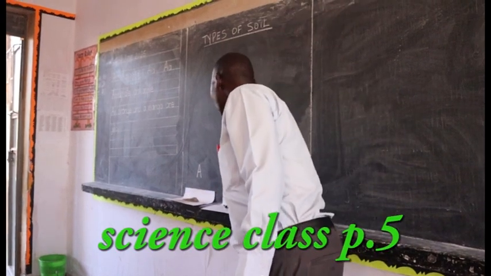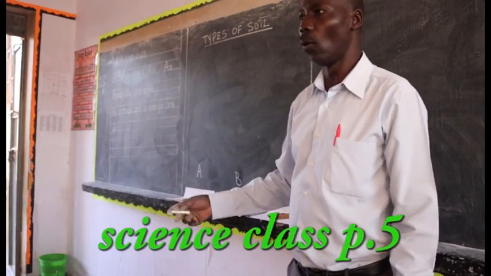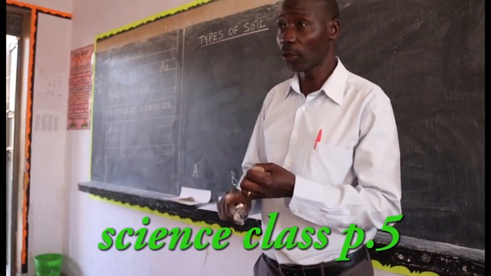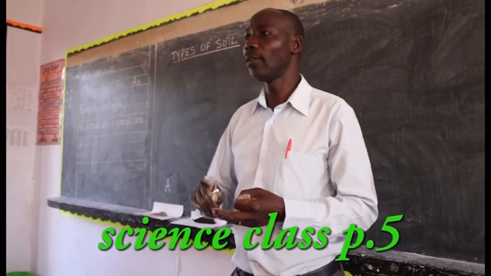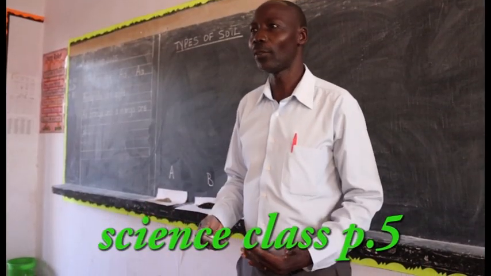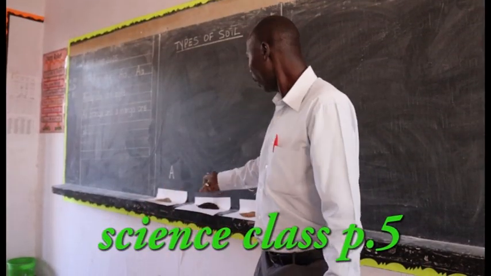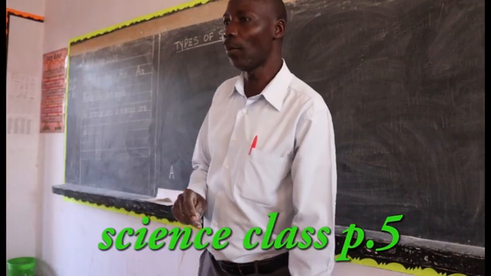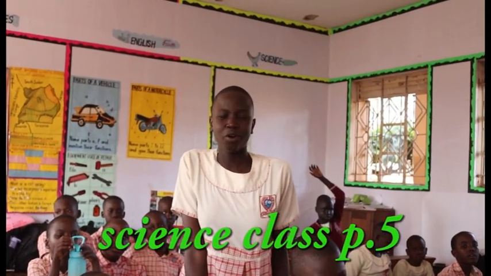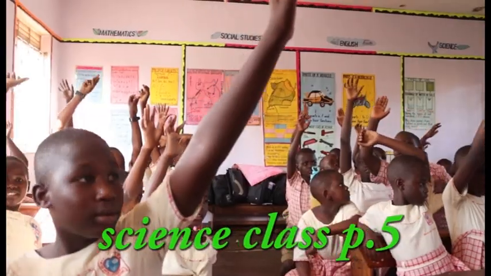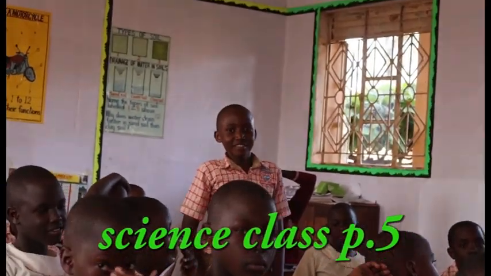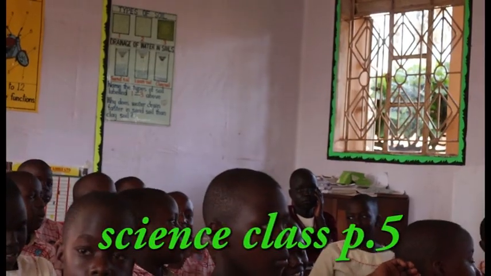We have been talking about these types of soil, and we need to know how they are important to us. We have seen the sand soil, the loam soil, and the clay soil. How is loam soil important to us? Who can give us one importance of loam soil? Loam soil is used for crop growing. Yes, correct. There's a lot of humus. Loam soil has a lot of humus.